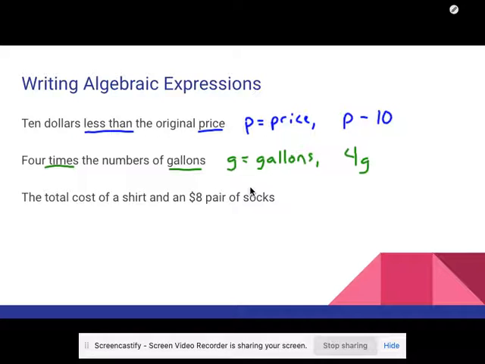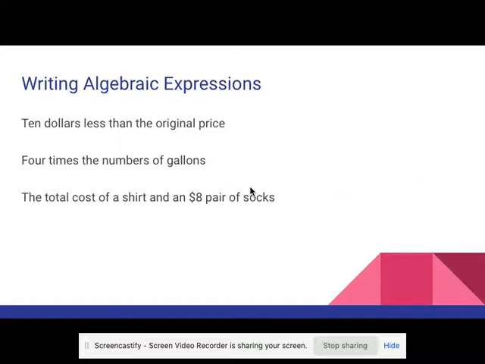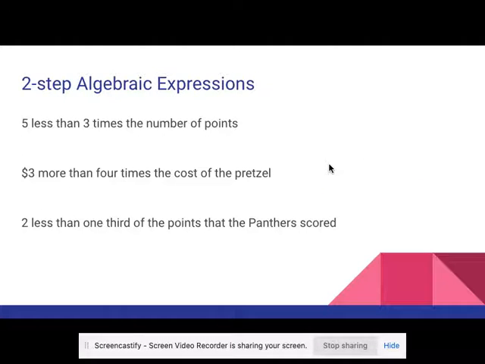Next, we have the cost of a shirt and an $8 pair of socks. The total cost. And total. So I would do C equals cost. And then I'm going to do the cost of a shirt and an $8 pair of socks. So I would do C plus 8. And that will be how I write my expression. I define my variable, write the expression, and then you would solve if necessary.